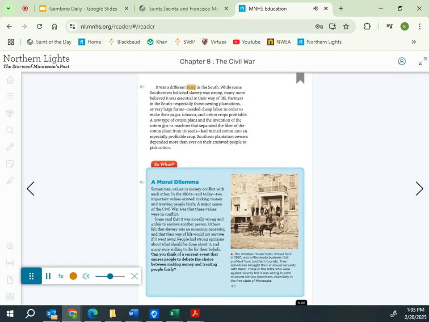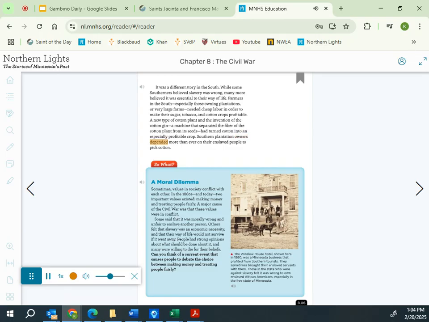It was a different story in the South. While some Southerners believed slavery was wrong, many more believed it was essential to their way of life. Farmers in the South, especially those owning plantations or very large farms, needed cheap labor in order to make their sugar, tobacco, and cotton crops profitable. A new type of cotton plant and the invention of the cotton gin, a machine that separated the fiber of the cotton plant from its seeds, had turned cotton into an especially profitable crop.